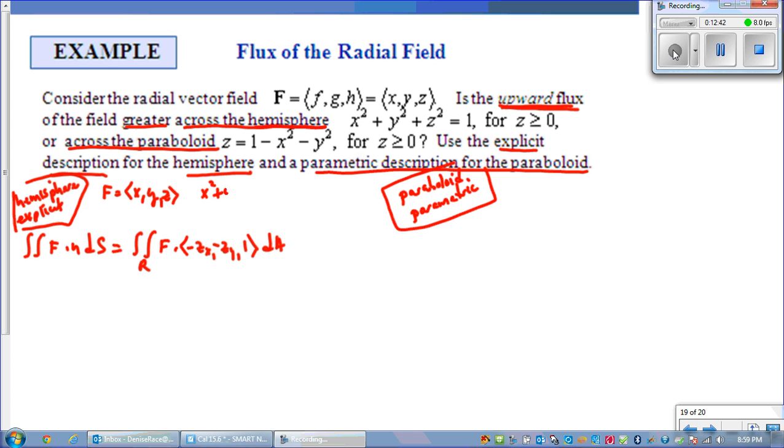So our equation of the hemisphere is x squared plus y squared plus z squared equal to 1. Okay, my vector field, F, is just x, y, z. Now I need the partial of z with respect to x.